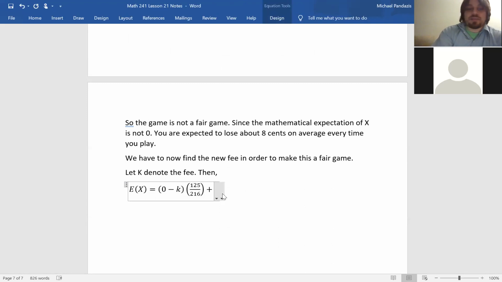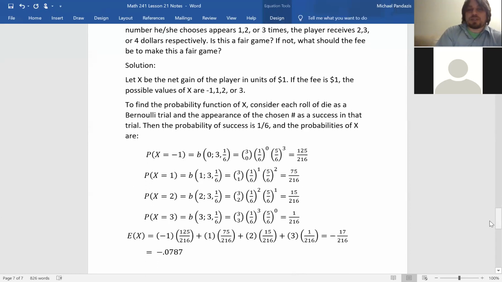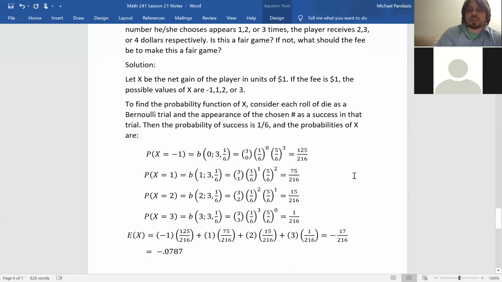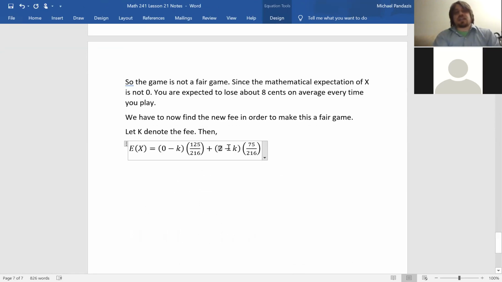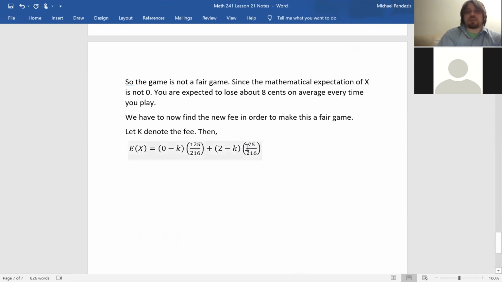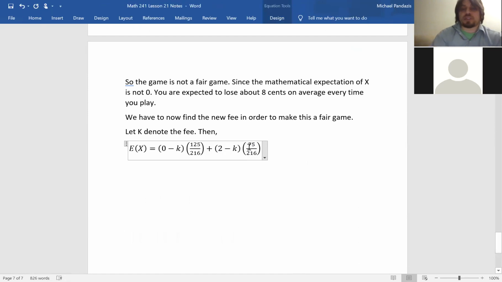Next. Plus, if your number does appear once, then you make $2 and you pay the fee of K dollars. So 2 minus K is your net gain. But the probability of your number appearing once is 75 over 216. Your number appearing once means that you receive $2 in the original problem. So you receive 2, you pay K. Your net gain is 2 minus K, and you multiply your net gain by the probability of that being your net gain, which is the probability of your number appearing one time.